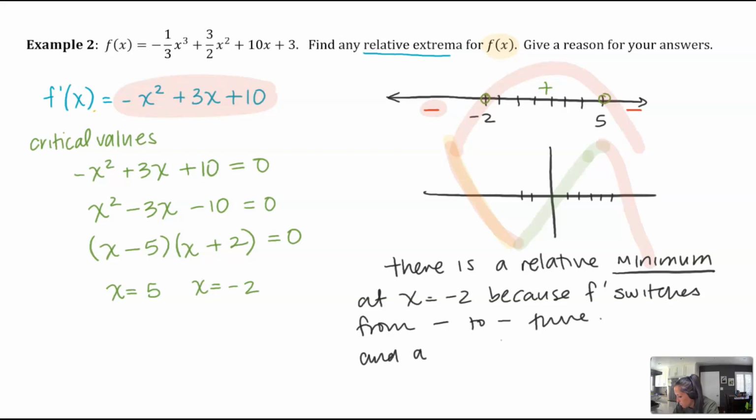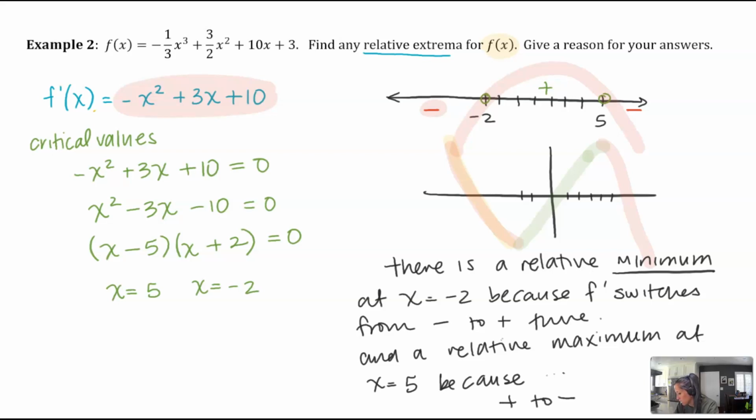and a relative maximum at x equals positive 5, same reason except for positive to negative.